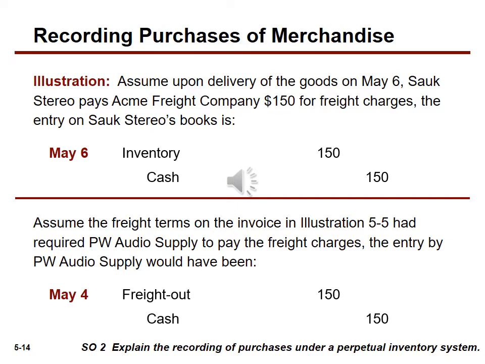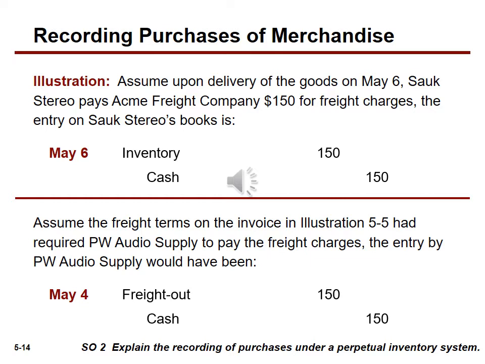Now let's take this information we just learned back to our previous example. Here we're going to have two scenarios. The first scenario is that we're going to assume that upon delivery of the goods on May 6th, Souk Stereo pays Acme Freight Company $150 for freight charges, and the entry on Souk Stereo's books in that case is going to be inventory to cash.